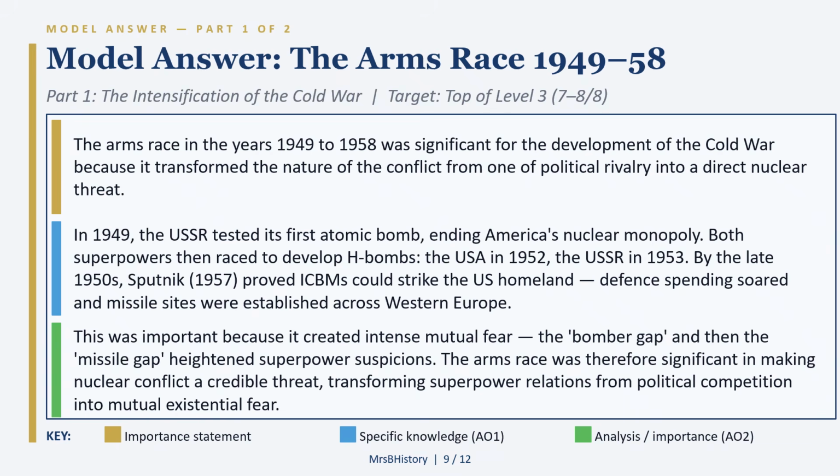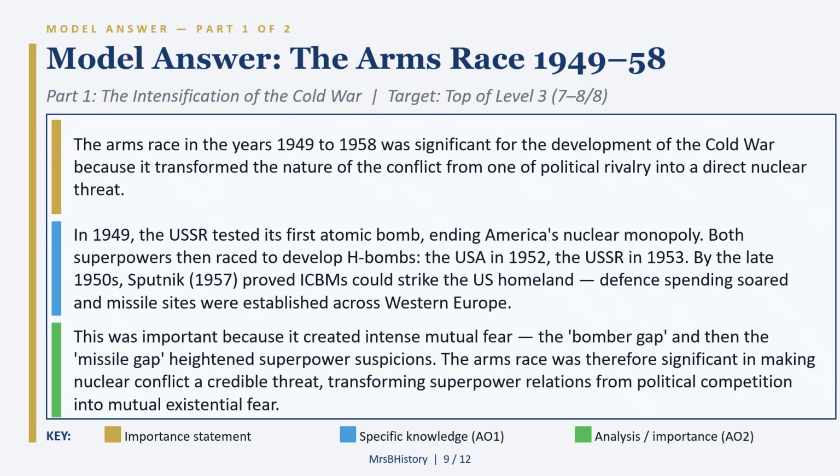Sentence 2 is specific knowledge. In 1949, the USSR tested its first atomic bomb, ending America's nuclear monopoly. Both superpowers then raced to develop H-bombs, the USA in 1952 and the USSR in 1953. By the late 1950s, Sputnik in 1957 proved ICBMs could strike the US homeland, defense spending soared, and missile sites were established across Western Europe. This includes precise dates, named events, and specific consequences. That's AO1.